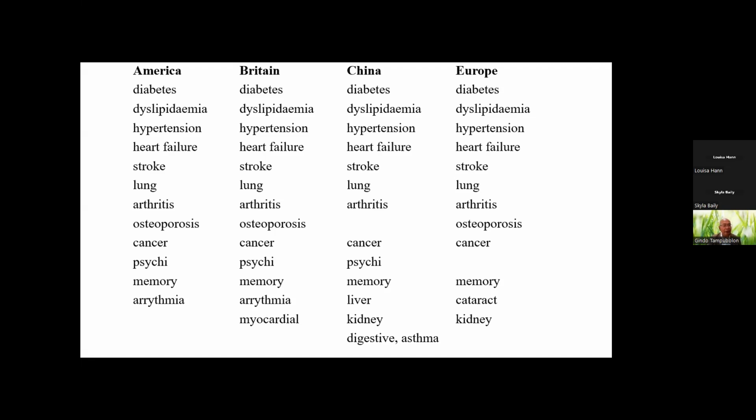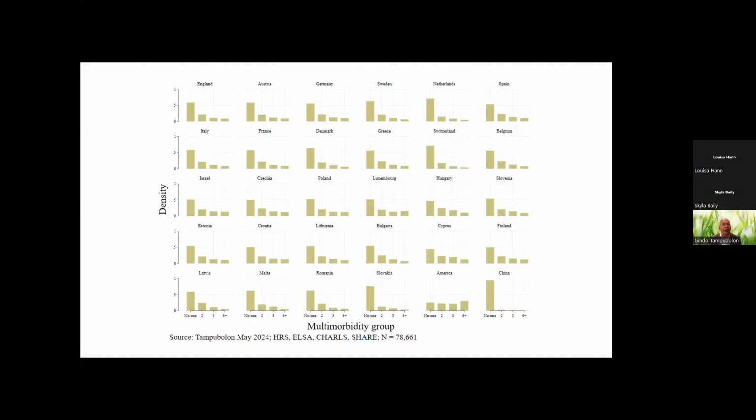Now to the exciting things, which is the evidence. So here it is. The top left, the usual, England, Austria, Germany, Sweden, Netherlands, Spain, that's the first row. And the last row, Latvia, Malta, Romania, Slovakia, America, and China. And the bars are, the leftmost is no chronic condition at all, or 1 chronic condition, and therefore no multimorbidity. The second bar is 2 chronic conditions. The third bar is 3 chronic conditions.